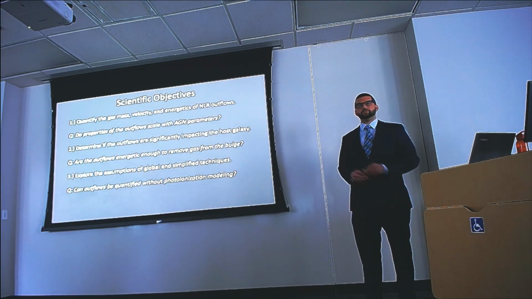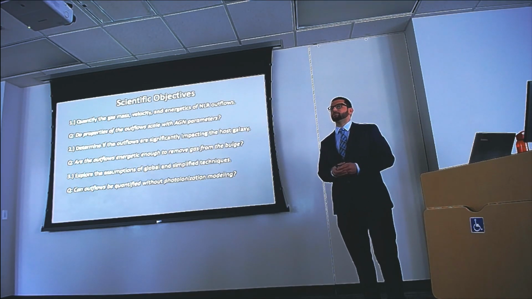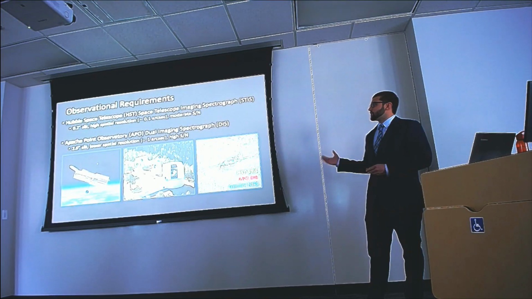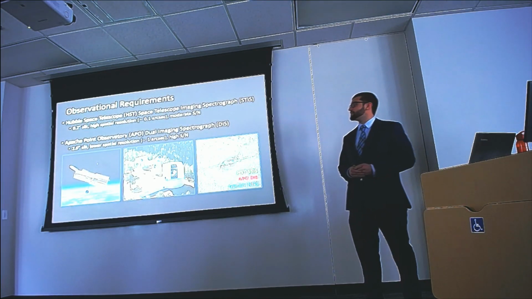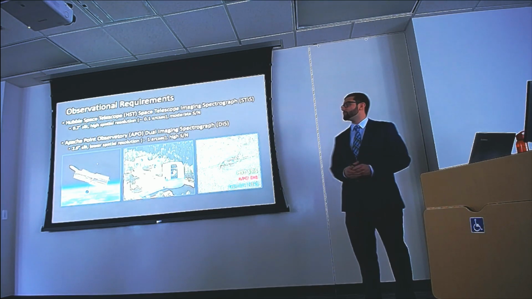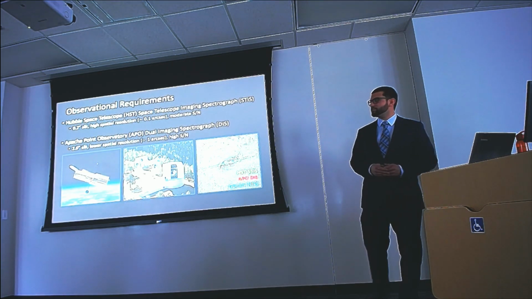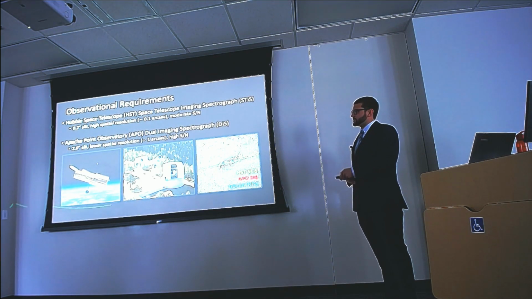With these objectives, we need a sample and we need observations of that sample. So our observations are going to be coming from two places. The first is from the Hubble Space Telescope using the Space Telescope Imaging Spectrograph. And so here's an image of HST on the left.